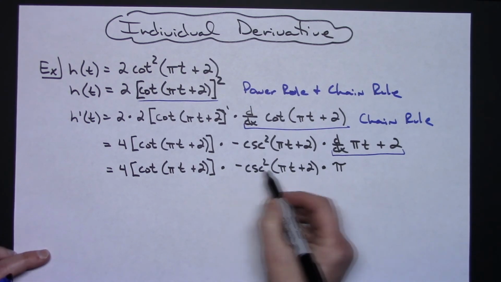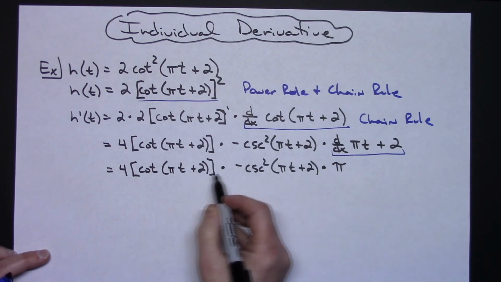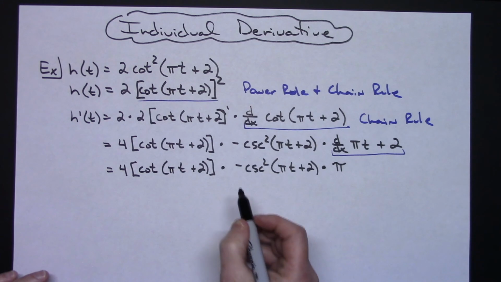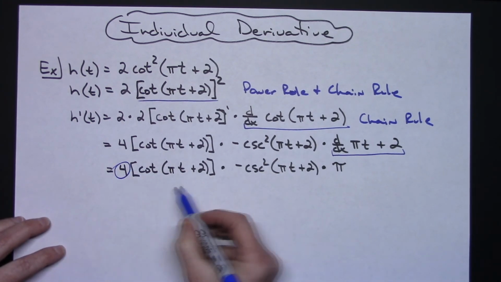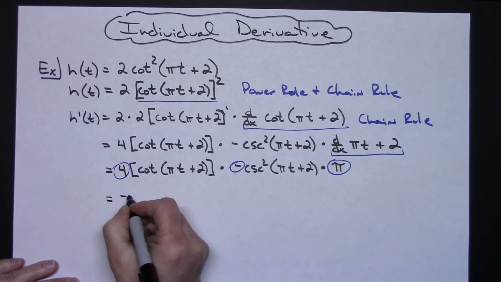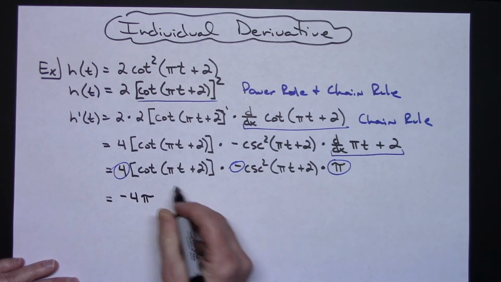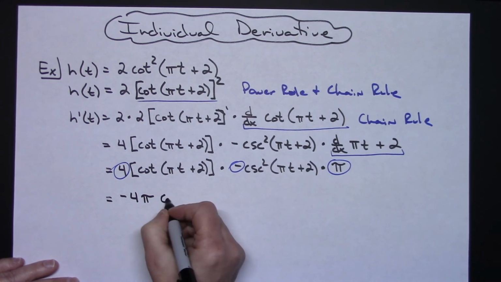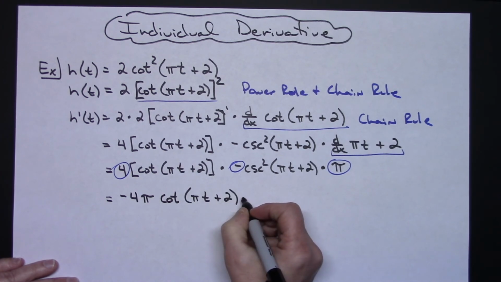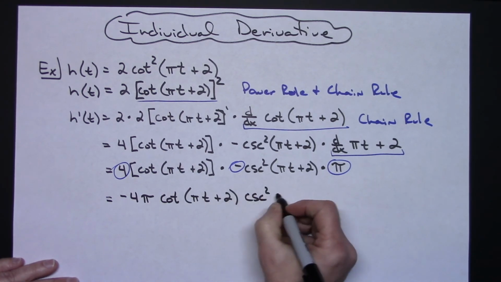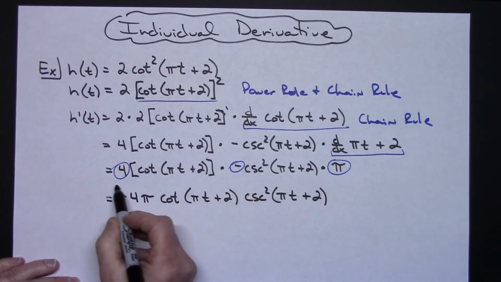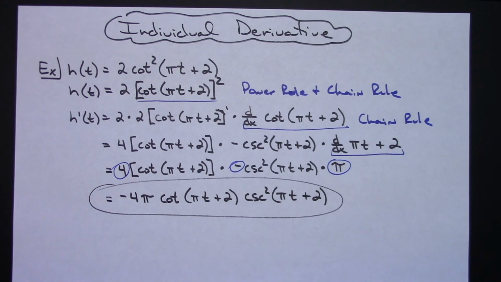Now this is all one quantity there, but everything here is being multiplied together, so I'm going to pull all constants out in front. So I've got the 4, which is already there, a negative, and a pi that can get pulled out in front. So a negative 4 pi, and then we just have the two trig functions there, so cotangent of pi t plus 2 times the cosecant squared of pi t plus 2. So I think we have a final derivative right there.